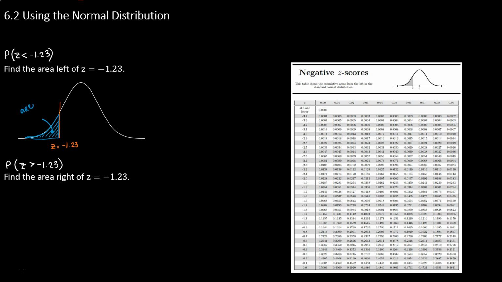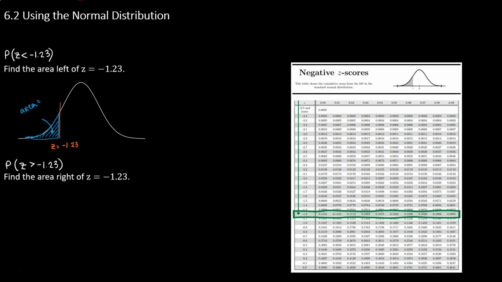To find this area, I'm going to use a table of values for the normal distribution. Since I'm looking at a negative z-score here, I need to make sure to find the negative z-score table. And to read this table, I'll start by going down the left column until I find negative 1.2, which matches up with the first two digits of my z-score.